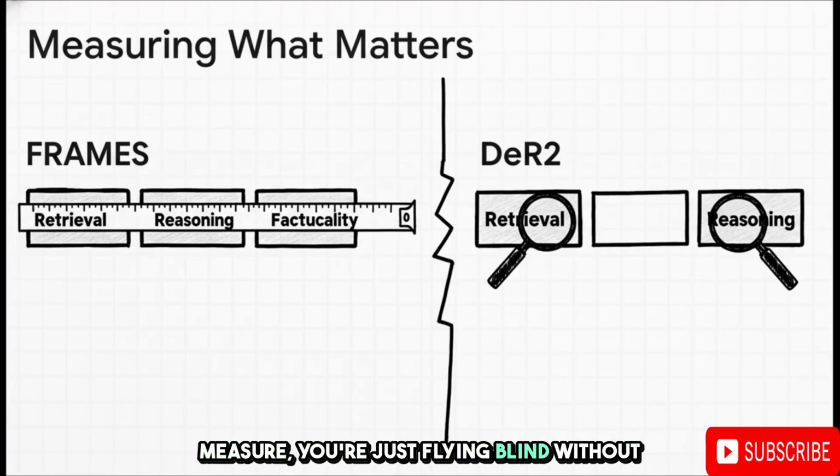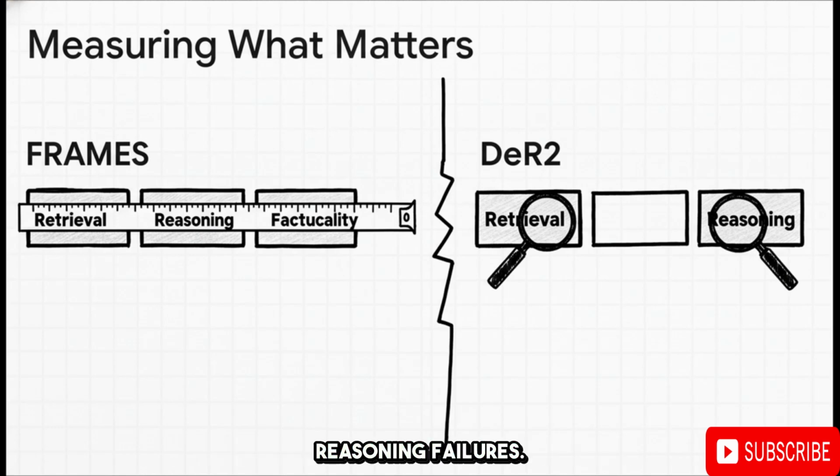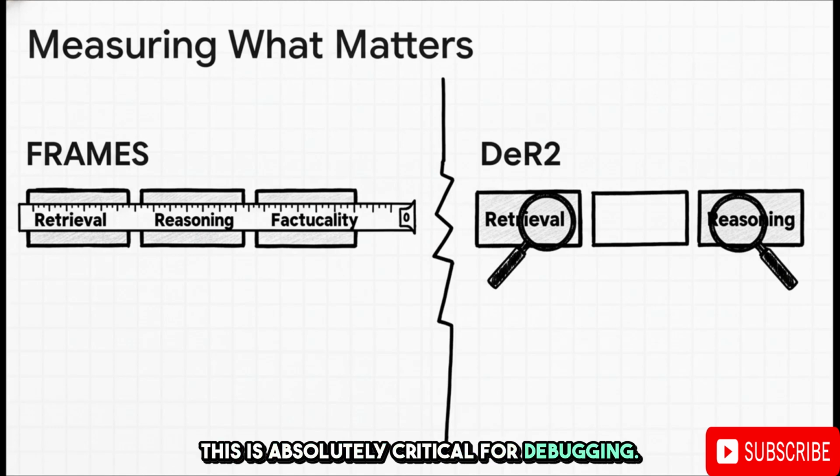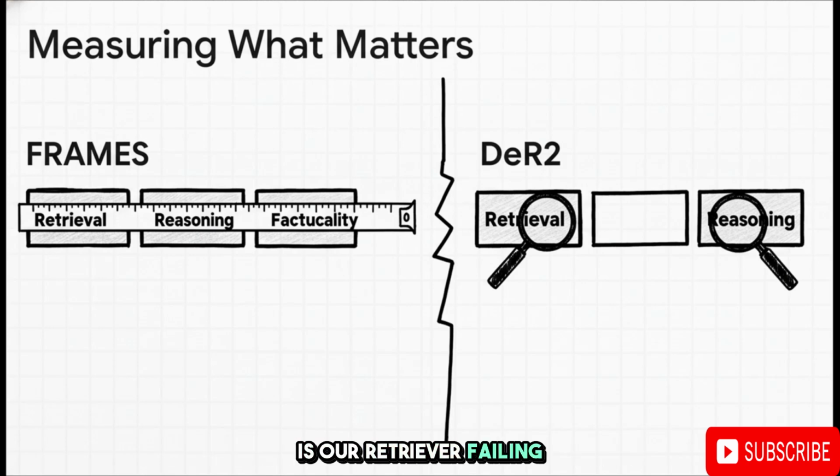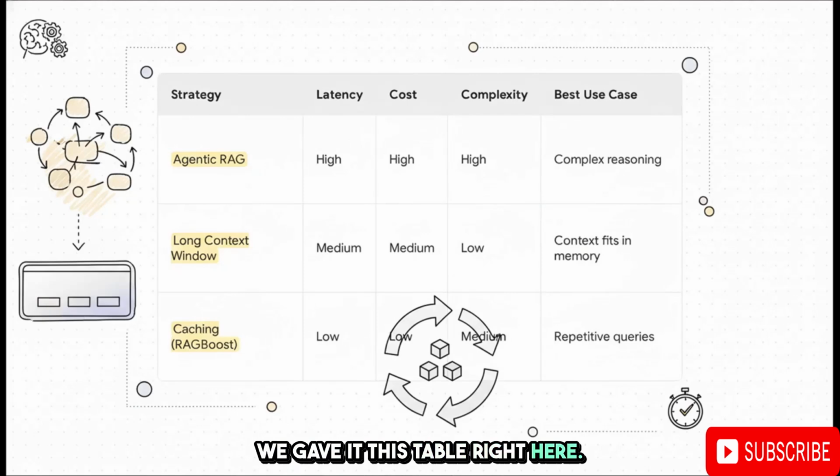You're just flying blind without tools like Frames, which evaluates the entire pipeline, factuality, retrieval, and reasoning, or DR2, which lets you isolate retrieval failures from reasoning failures. This is absolutely critical for debugging. It tells you exactly where the problem is. Is our retriever failing to find the right info, or is our generator just failing to understand the perfect context we gave it? This table right here, this should be your decision-making guide for production.